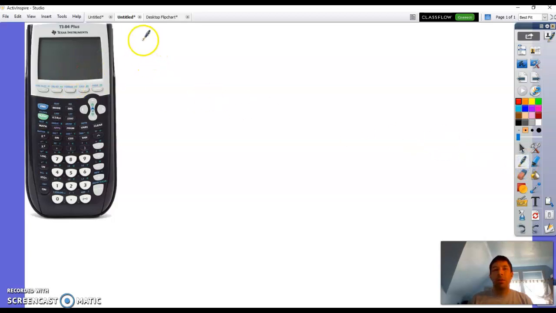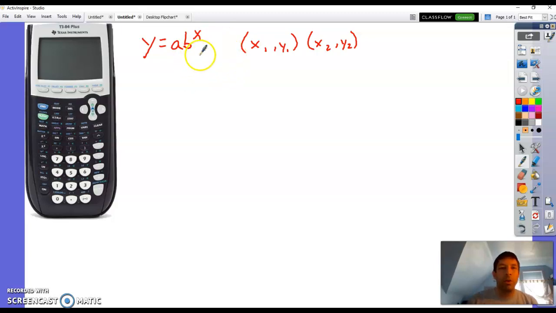Remember, an exponential equation takes the form y equals ab to the x, and we're going to want 2 points, x1, y1, and x2, y2, in order to write two equations so that we can solve those as a system of equations and figure out what a and b are.